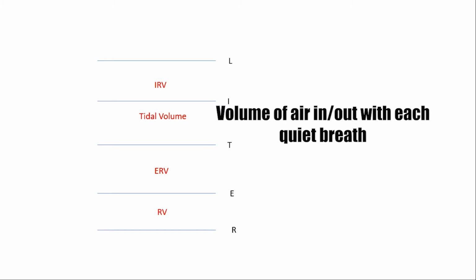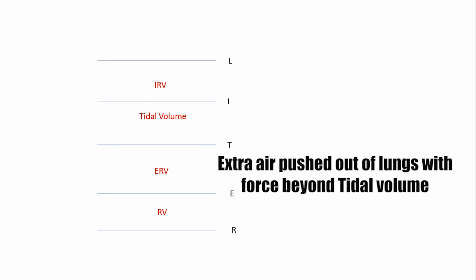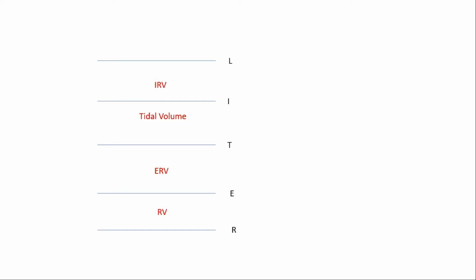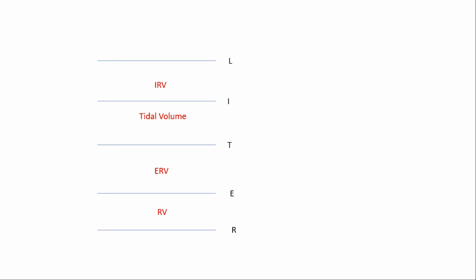Tidal volume is the volume of air that comes in and goes out of the lung with each quiet breath, whereas expiratory reserve volume is the extra air that can be pushed out of the lung with force. Residual volume is the air that cannot be pushed out of the lung no matter how hard you try. That amount of air always remains in the lung.